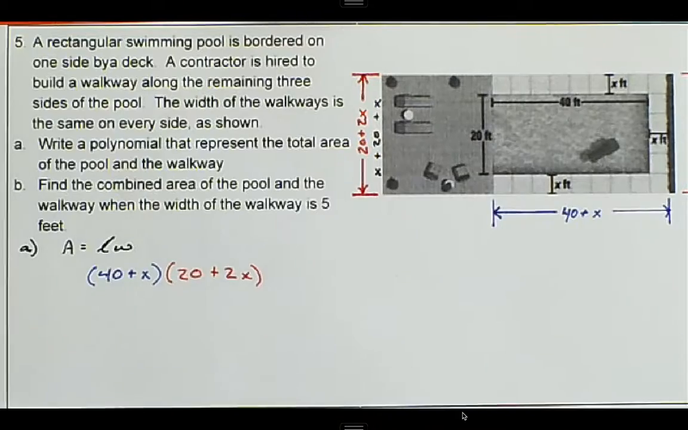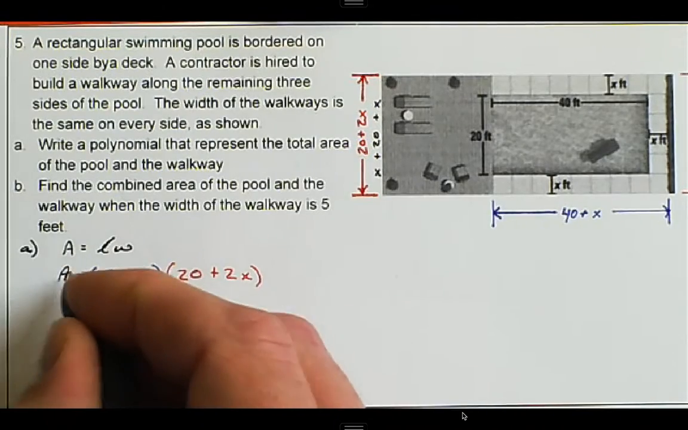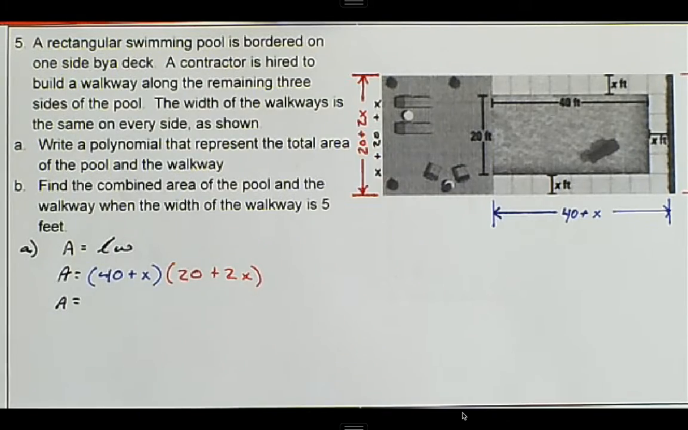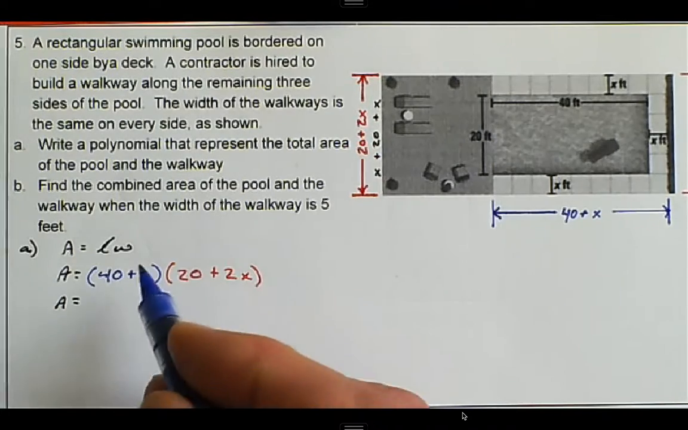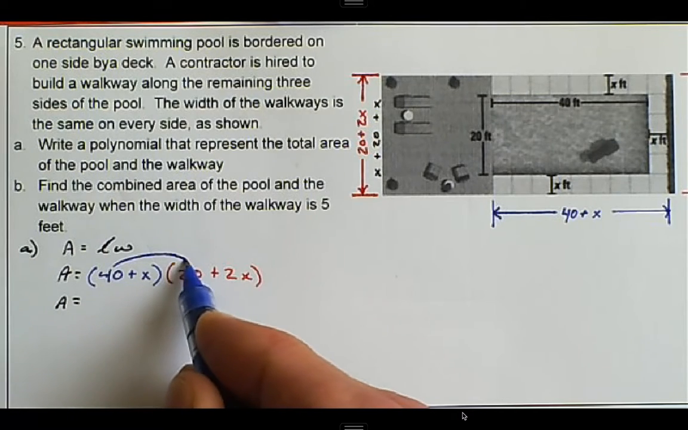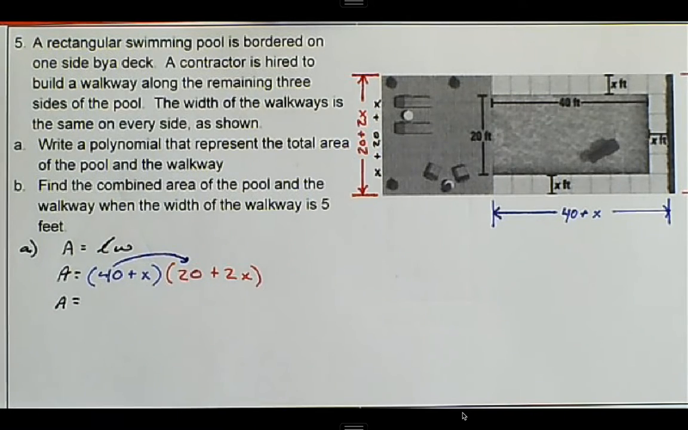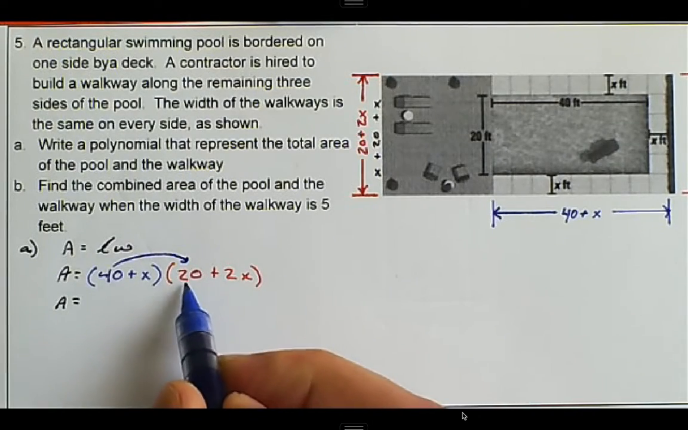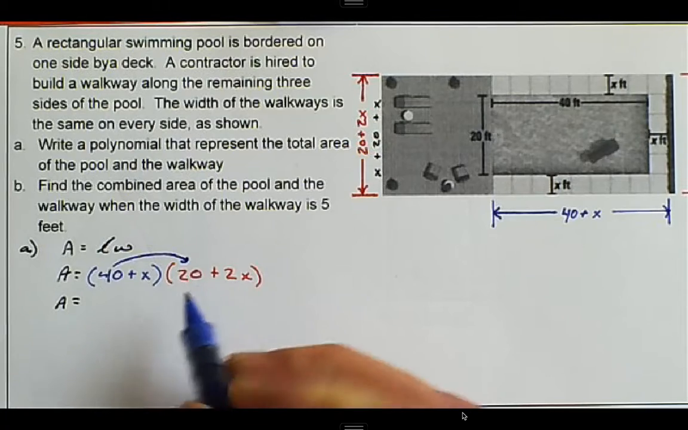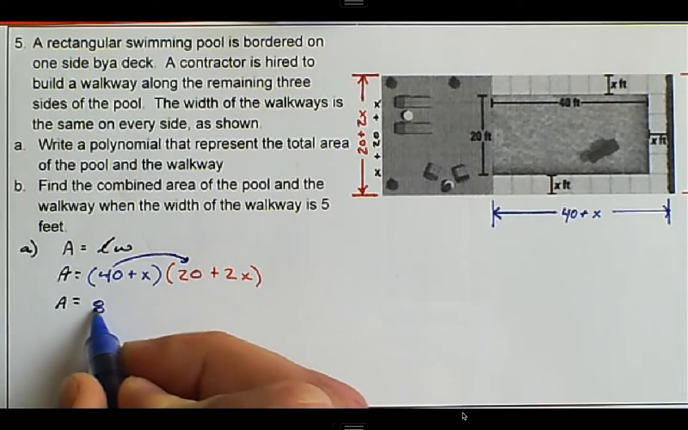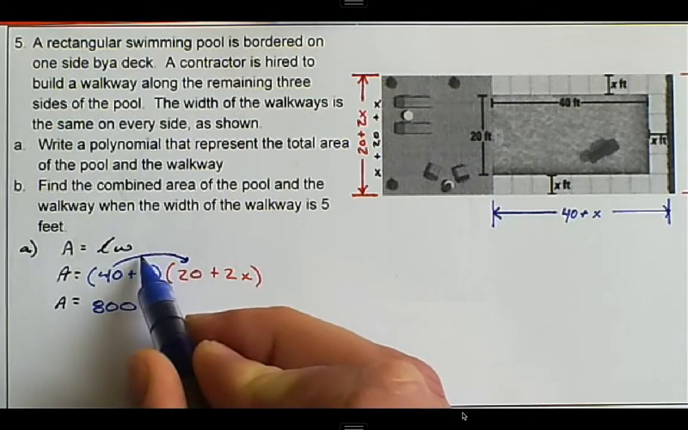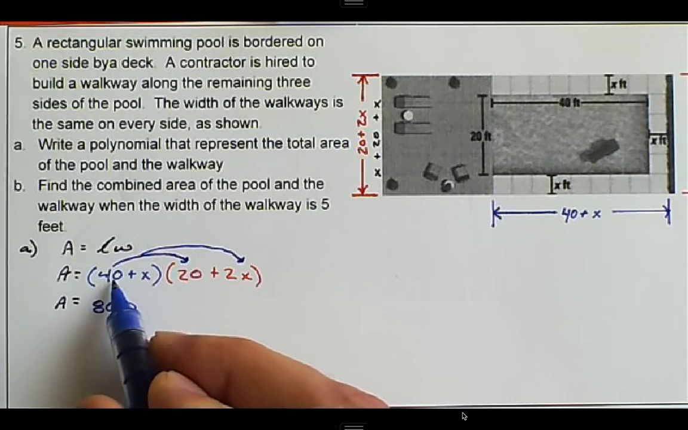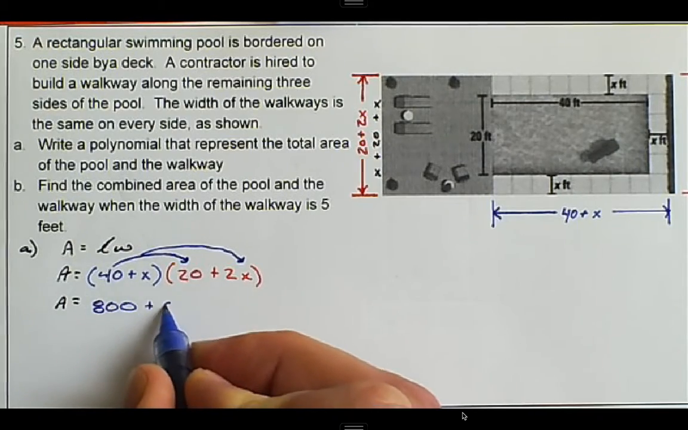And we know that we're calculating area here. Whenever we do multiplication of polynomials, we know that each term of the first polynomial needs to be multiplied by each term of the second. So we start with 40, and we say 40 times 20. 4 times 2 is 8, and then we have to add the 0, so that becomes 800. And then 40 times 2x, 4 times 2 is 8, and then we add the 0, so that's plus 80x.